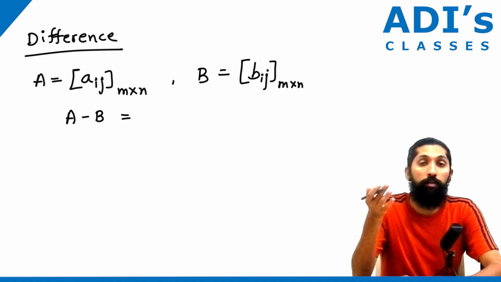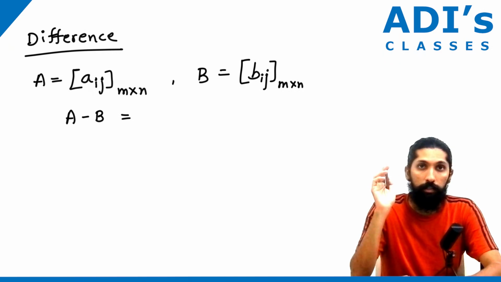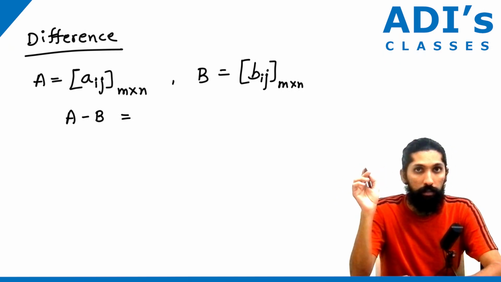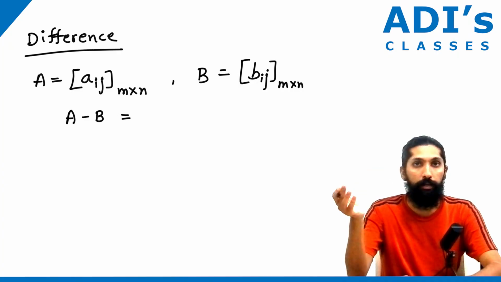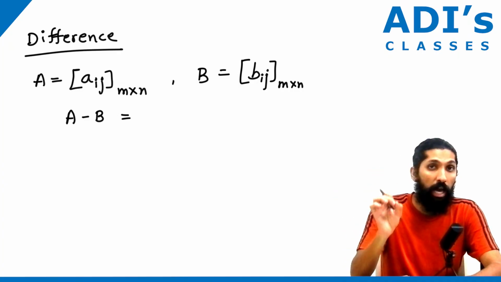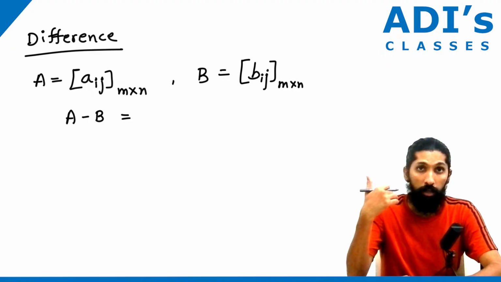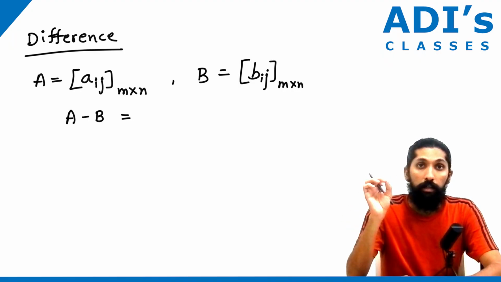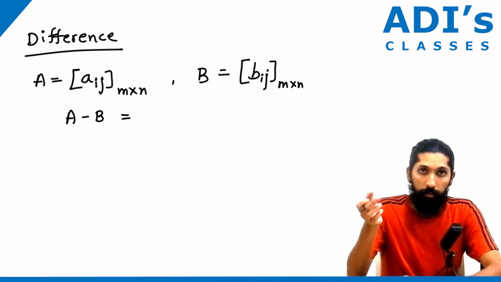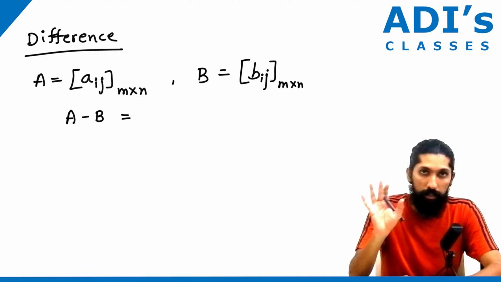So here also, don't you think the order of the matrix is very important? M cross n and m cross n. If the order is different, obviously you won't be able to subtract. That's why we have to have the same order for the two matrices. The most important part is that the order of the two matrices should be the same.